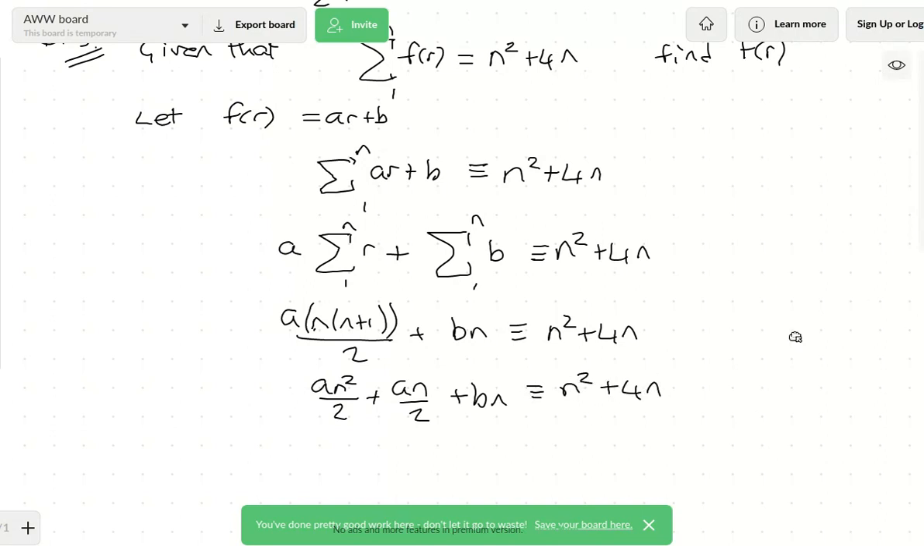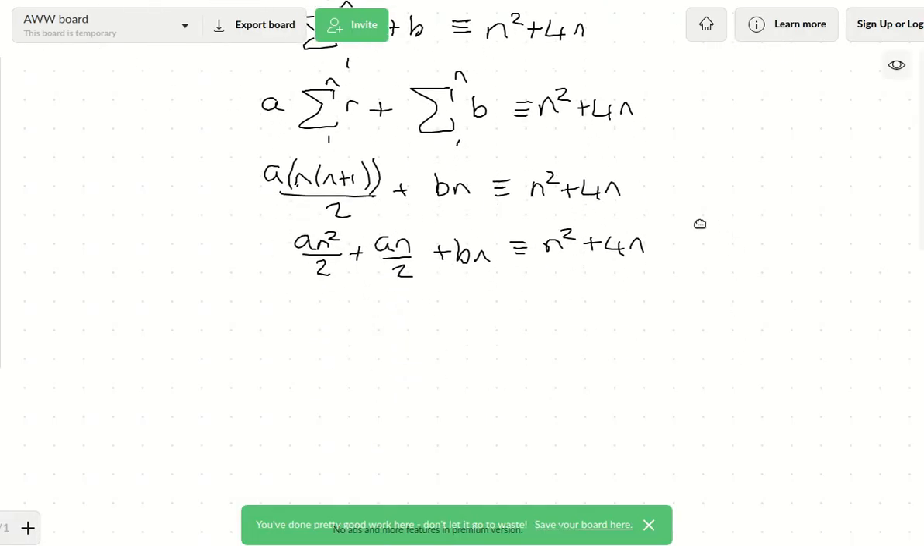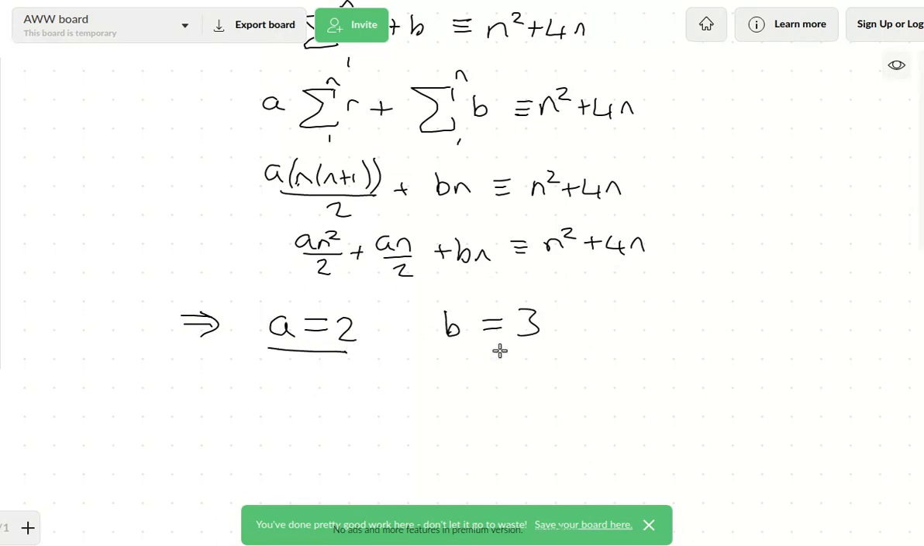Well, have a look at this. The coefficient of n squared is 1. And that can only be true if a equals 2. Then you're going to get 2 over 2 and you're going to get n squared on the left-hand side. And if a is 2, you've got an n there plus bn equals 4n, and so b must be 3. And you've done it. f of r is 2r plus 3.